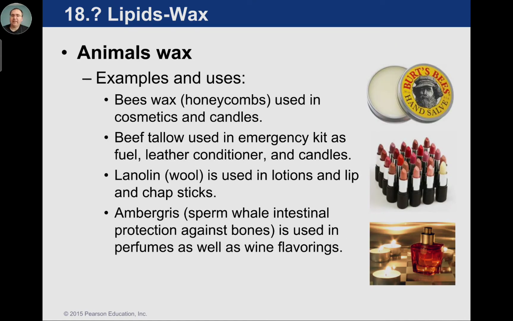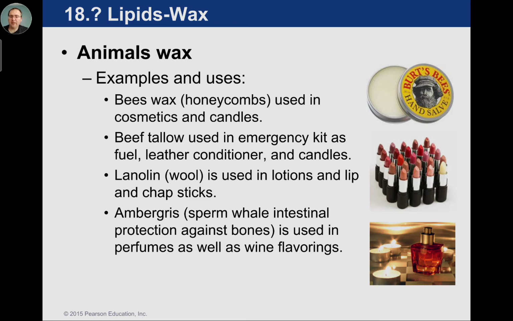There's other animal waxes like beeswax that are used in a lot of makeup. There's things like beef tallow that are used for emergency fuels, and for leather conditioner, leather kind of things that would soften a baseball glove or a pair of boots. And there's plenty of other chapsticks and even perfumes.